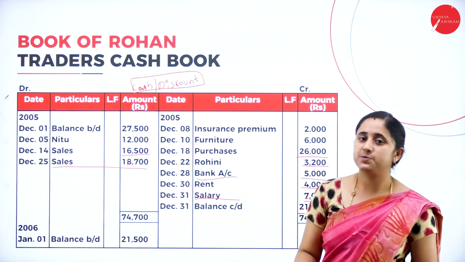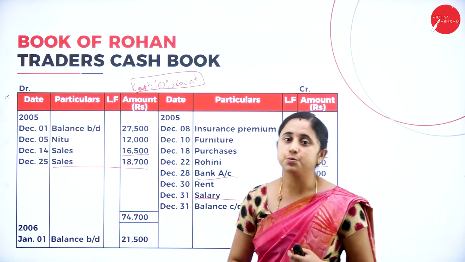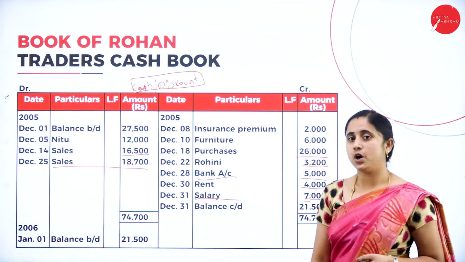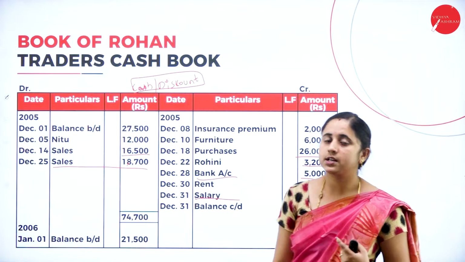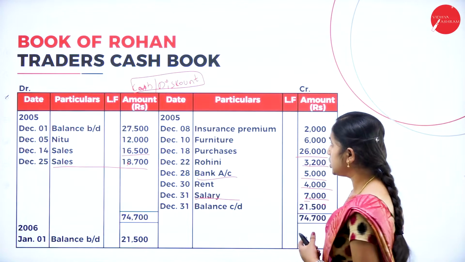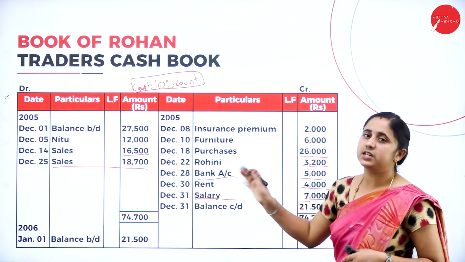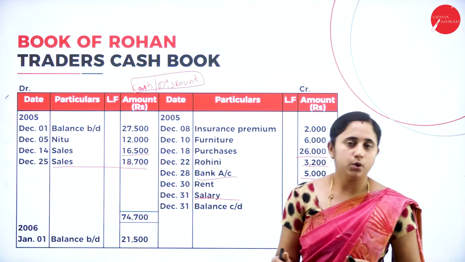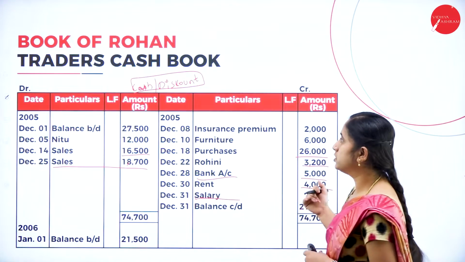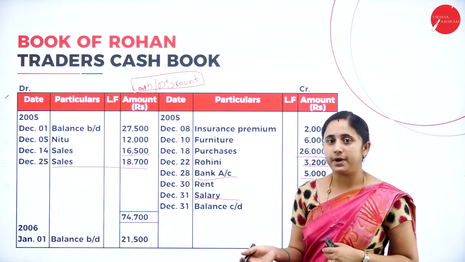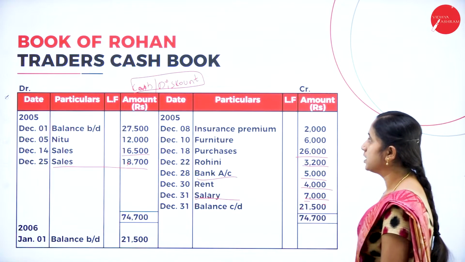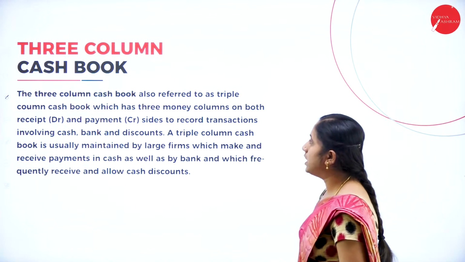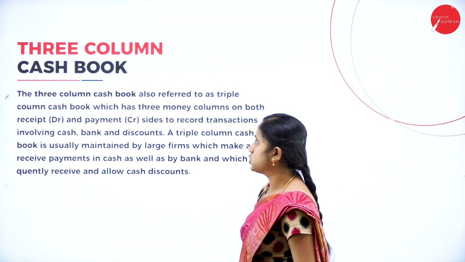So the difference between single column and double column cash book is one additional column called discount to record the discount transactions. Here only cash plus discount is allowed to be recorded in the cash book. So that is the difference between the single column and double column cash book. Next, triple column cash book or three column cash book.